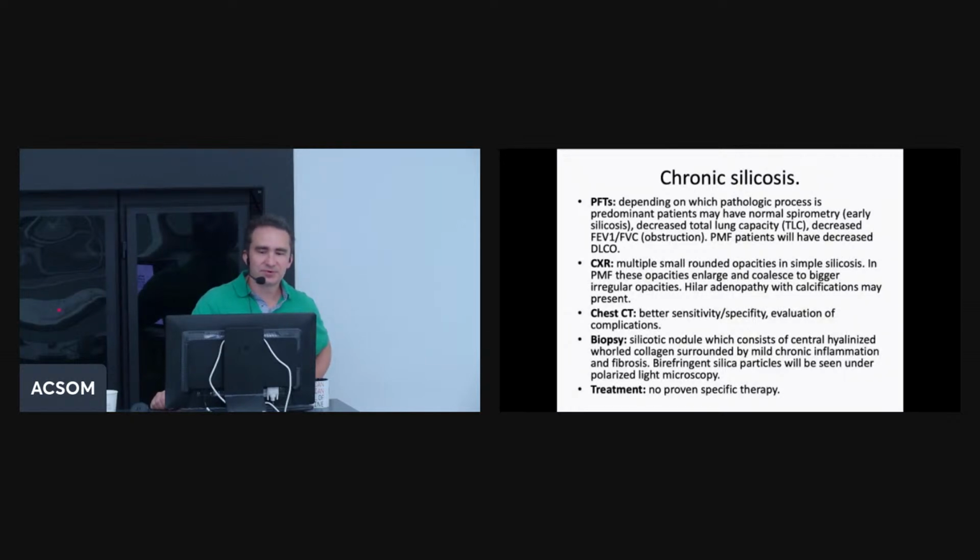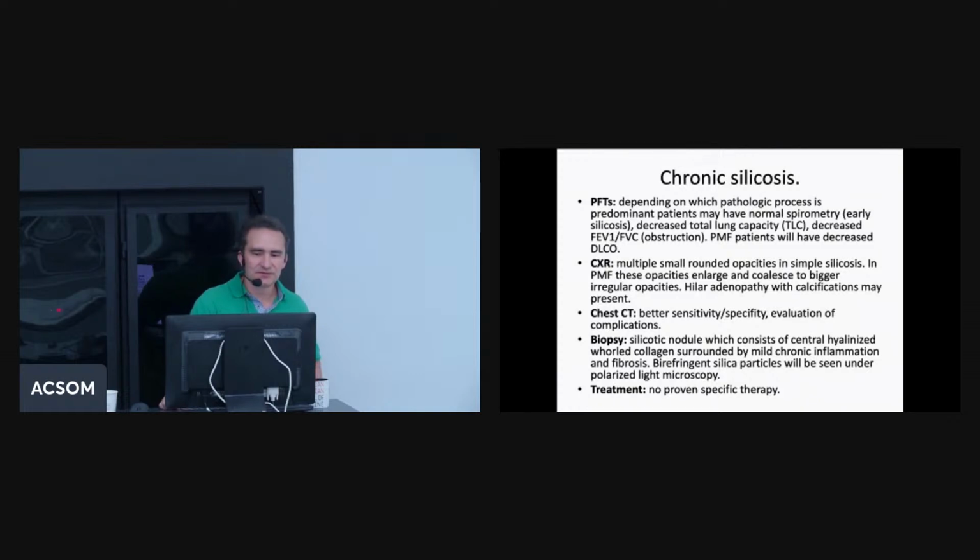And then PMF is progressive massive fibrosis, when, as I mentioned, the nodules get together and become extensive, and then you will see decreased diffusion capacity for CO2. On the chest X-ray, you will see multiple small rounded opacities in simple silicosis. And as it progresses to progressive massive fibrosis, these opacities enlarge, get together, coalesce, and again, you'll see bigger irregular opacities. May see also hilar adenopathy and calcifications.